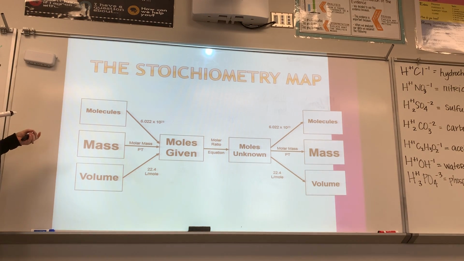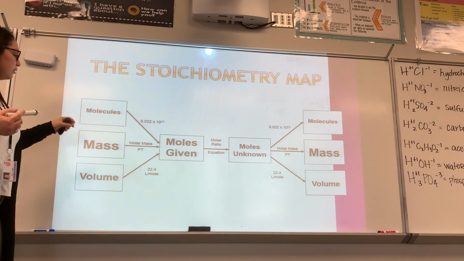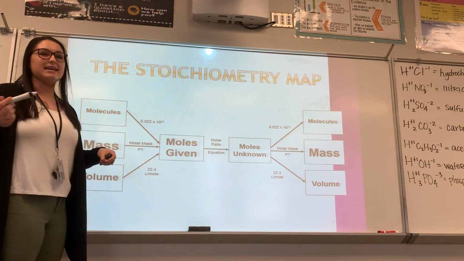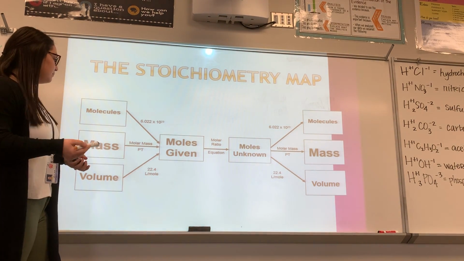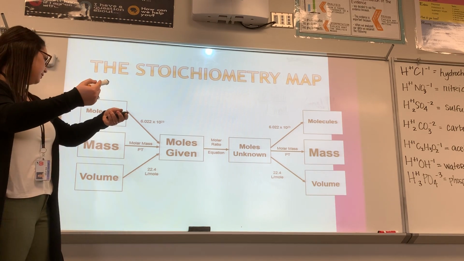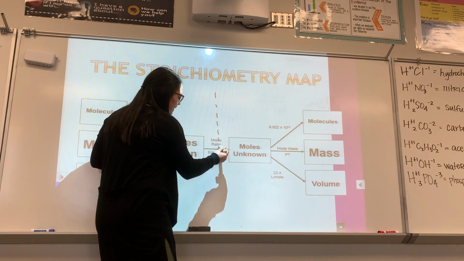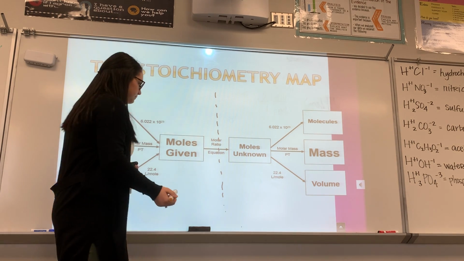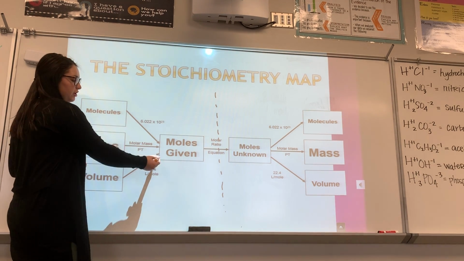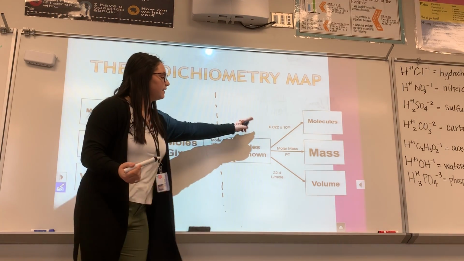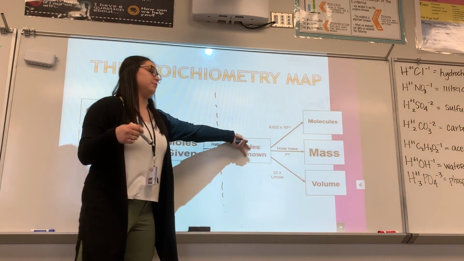We use the stoichiometry map to show where we are to where we are going. And it tells you exactly what you need to do to get the number you desire, to get to the point you desire. So on the left side here, if we look at our stoichiometry map, I divide it right down the middle. This is what we are given. This is the number that we know. And this is the side that we don't know. This is what we want to know.